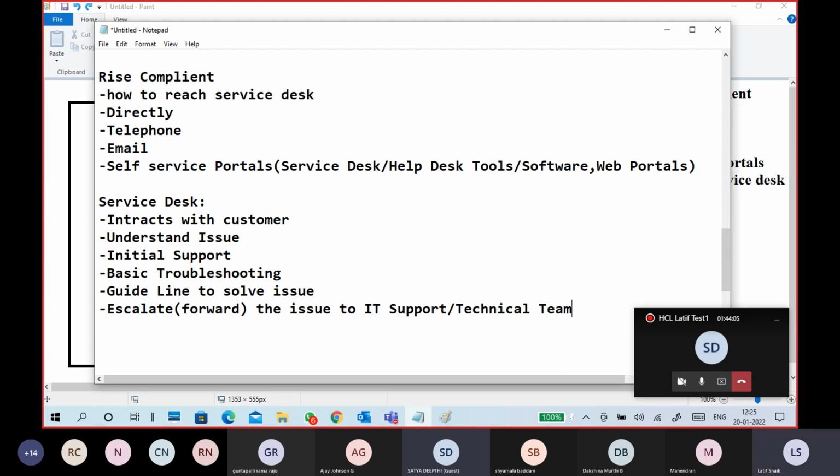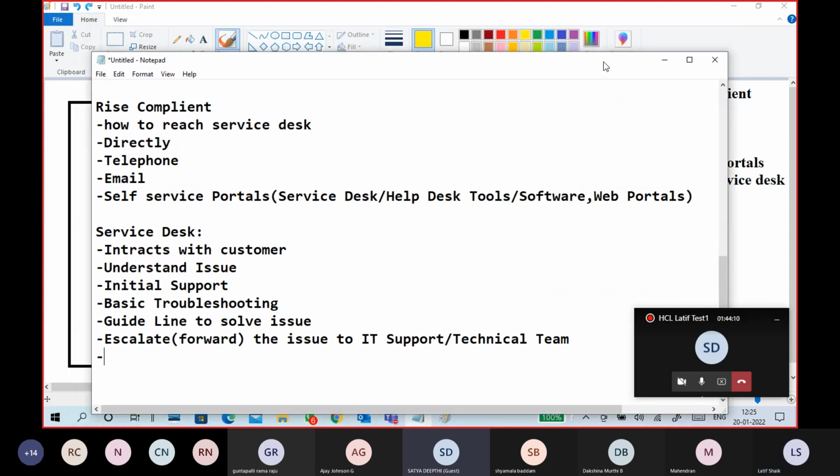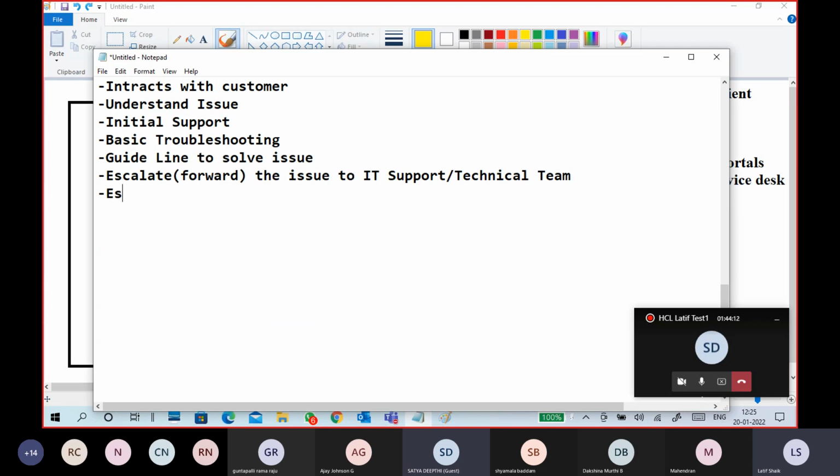Okay, this is the technical team. If the problem is not solved, sometimes you are required to escalate to other higher levels also. Who is this? IT support, a technical team. So we'll see once, and don't worry guys, I'll give you a break.